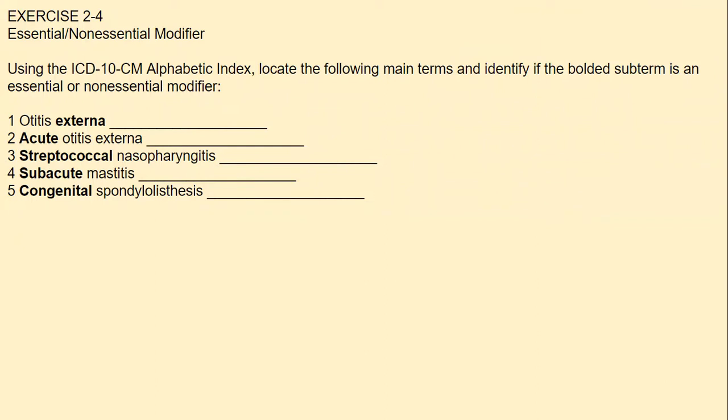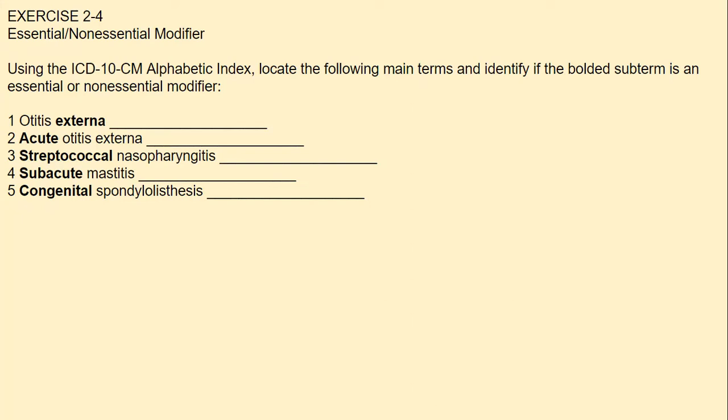Number 2, acute. Do you guys think this is essential or non-essential? Non-essential. It's actually essential, because acute and chronic are very specific. That's okay. These are thought-provoking.